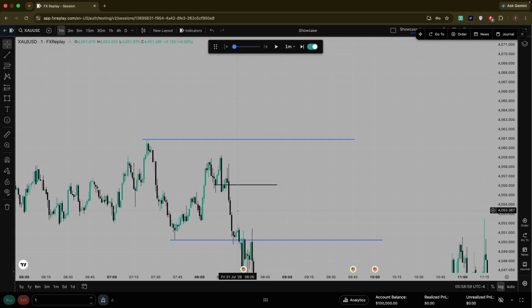Alright, that's your ISD. Yes. Then it retraces inside of the FVG, of the bearish candle. Got that right. And then here, you also have that order block. It can't close above the order block.